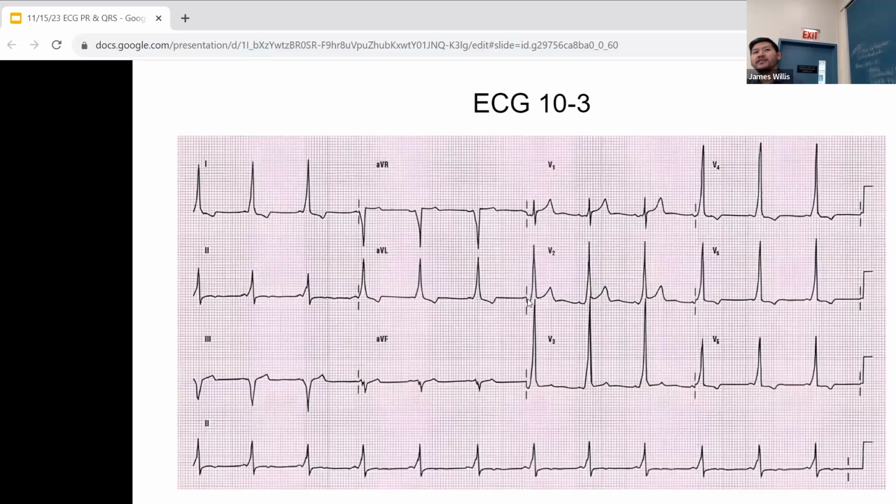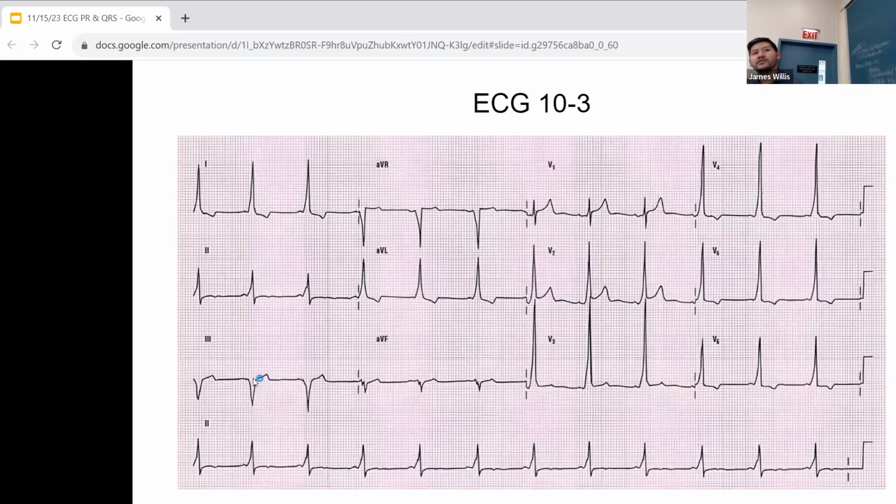Someone said strain pattern. What makes you say strain pattern? The upward on V4, like the T wave inversions. Yeah, okay, so it could be, I guess, on differential, maybe an LVH or RVH pattern.